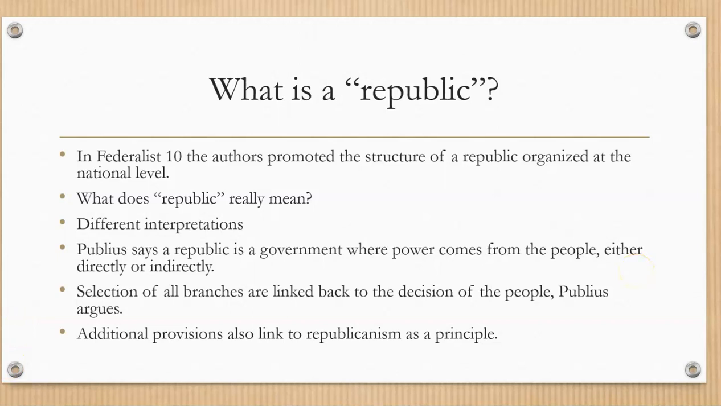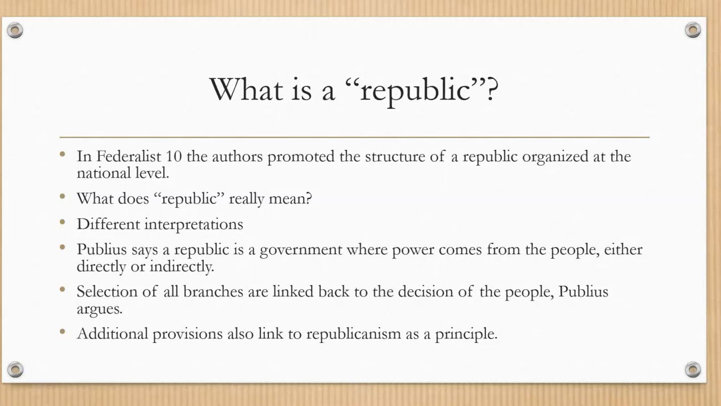Publius says that it is a government where power is derived from the people either directly or indirectly. It's not enough to have an assembly or body saying we're doing this in the interest of representing the people. The power itself to select that assembly or to select the other branches of government, for that matter, has to come from the people. Now, either indirectly or directly.